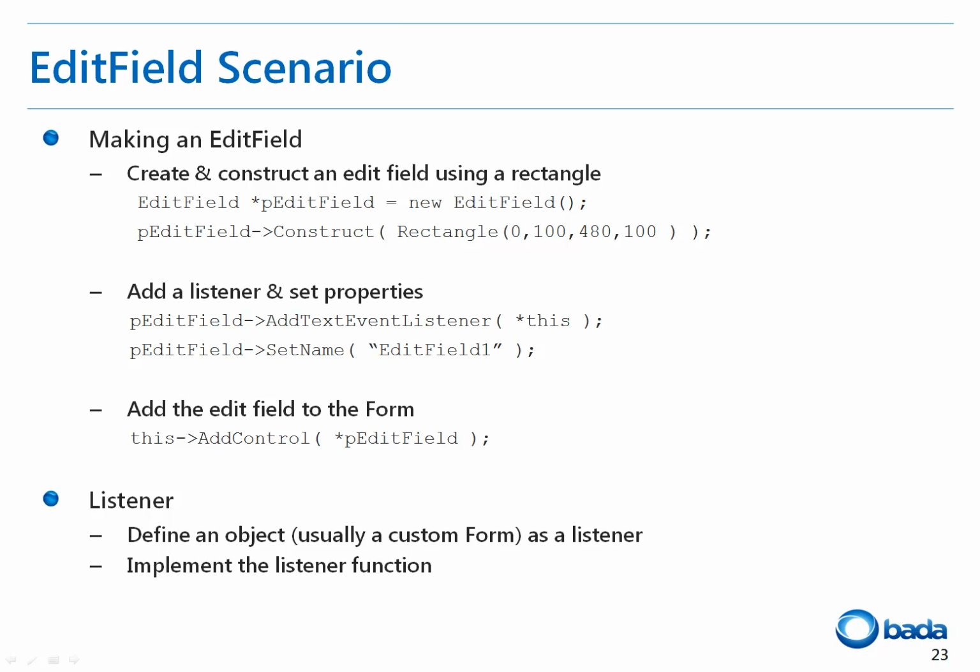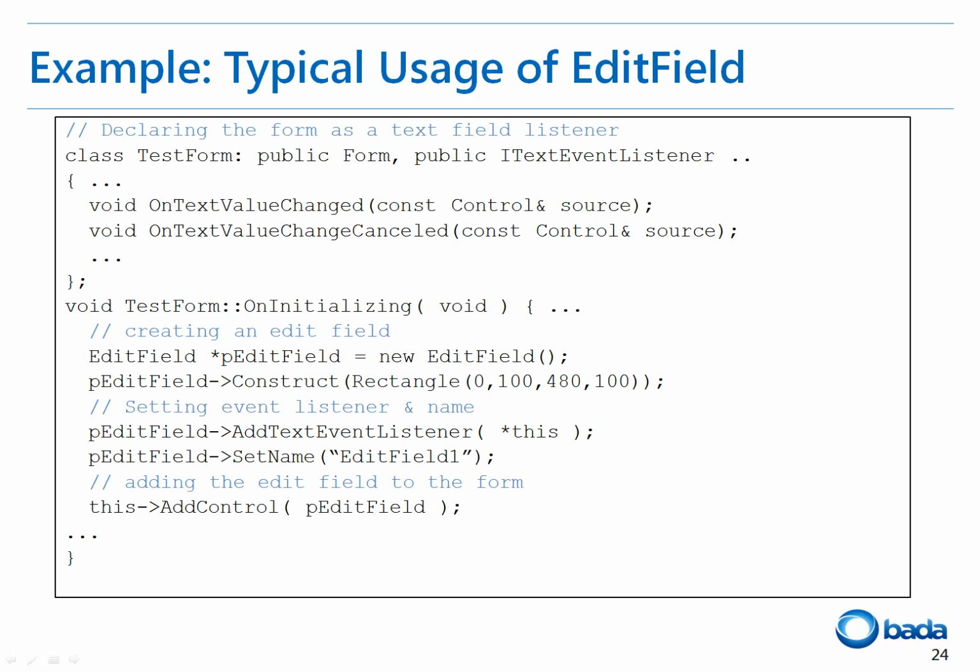Every control has the addEventListener and removeEventListener functions. The listener functions are appropriately named according to the type of event. The lowest level event listeners that every control has are FocusEventListener, KeyEventListener, TouchEventListener, and DragDropEventListener. Additionally, each control has an event listener specialized for the control. Here, we can see that the listener associated with edit field is iTextEventListener.